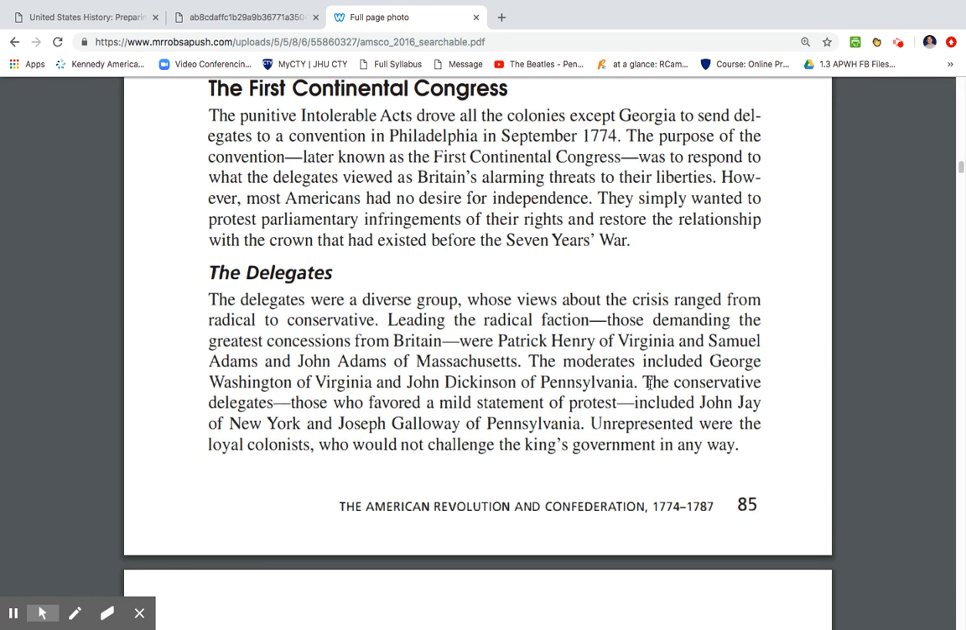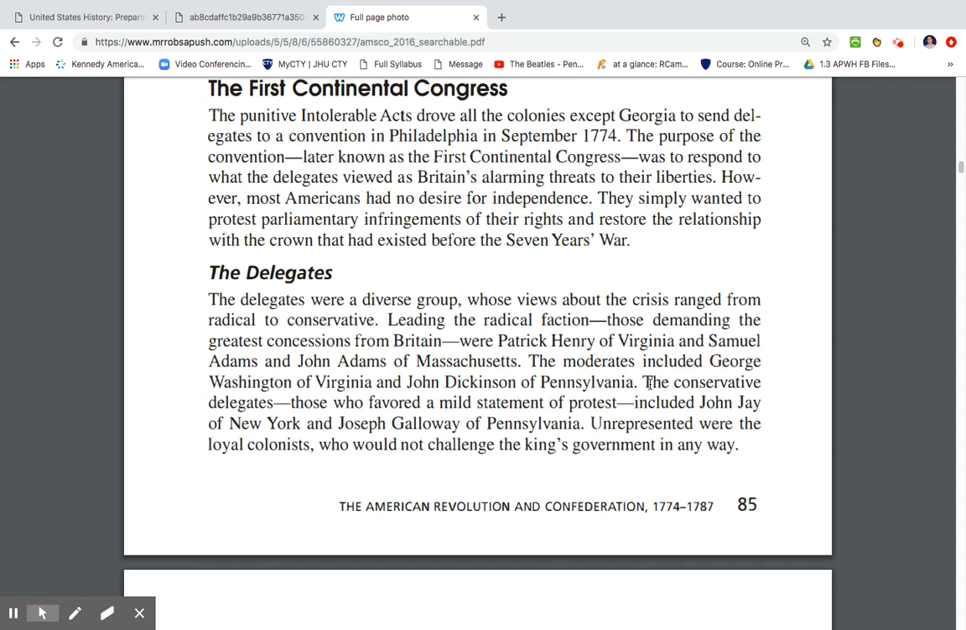All right. The delegates were a diverse group whose views about the crisis ranged from radical to conservative. Leading the radical faction, those demanding the greatest concessions from Britain, were Patrick Henry of Virginia and Samuel Adams and John Adams of Massachusetts. The moderates included George Washington of Virginia and John Dickinson of Pennsylvania. The conservative delegates, who favored a mild statement of protest, included John Jay and Joseph Galloway. Unrepresented were the loyal colonists, who would not challenge the king's government anyway.